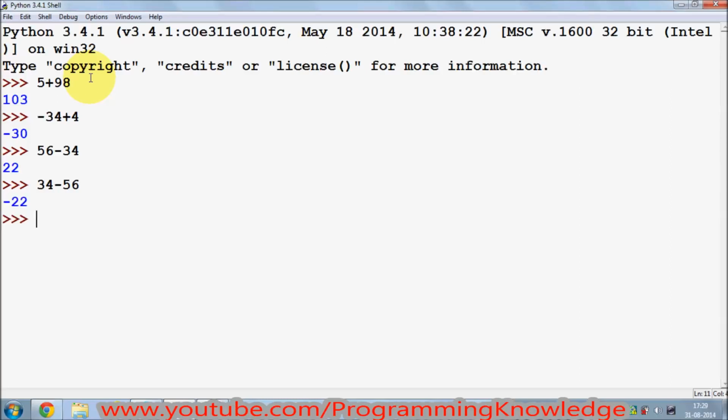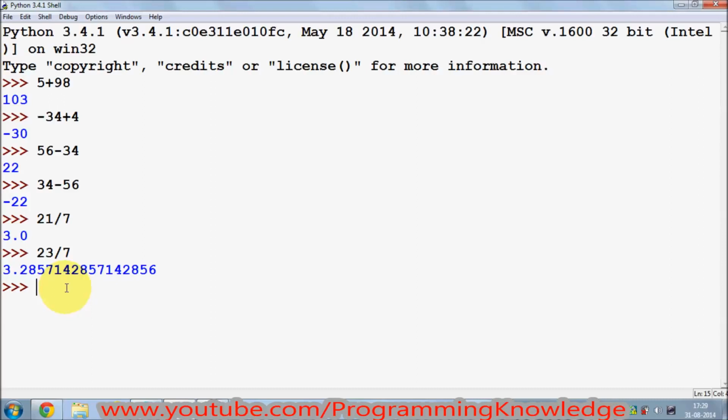Now for division, you can just write, for example, 21 divided by 7. This is the symbol we use for division, which is slash. 21 divided by 7 is 3. And if you want to divide numbers and get decimal values, for example 23 divided by 7 will give you 3.28 something, right? So this will also give you decimal values.